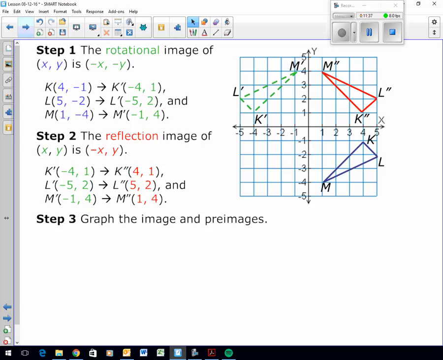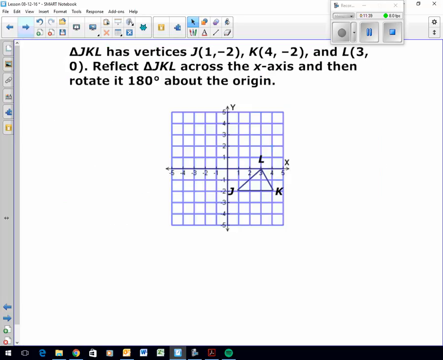I do want you to do this though. Draw this out, please. Take a few minutes. Write it out, draw it out. Take the time. Triangle JKL has vertices J, K, and L, on which you could first reflect across the x-axis and then rotate 180 degrees about the origin. Take the time and draw this out, please.